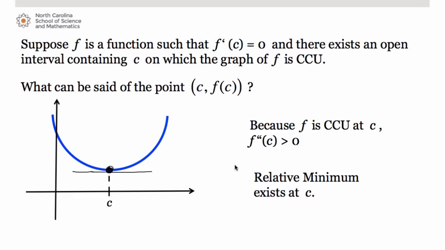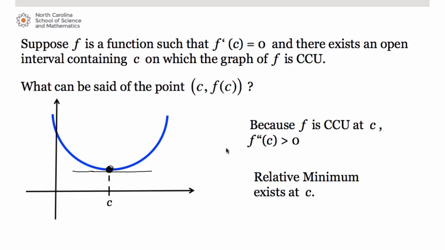So notice what we're doing here. We are looking at the sign of the second derivative at the critical number to help us determine, first of all, is the curve concave up or concave down at that point, but then also do we have a relative max or a relative min?